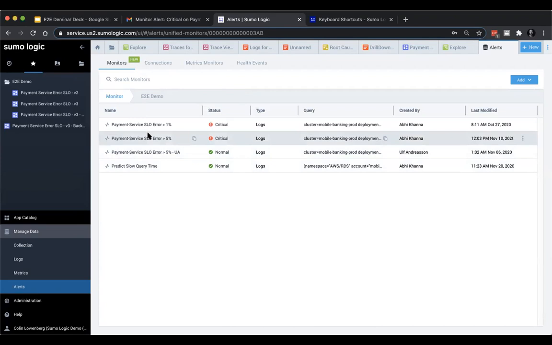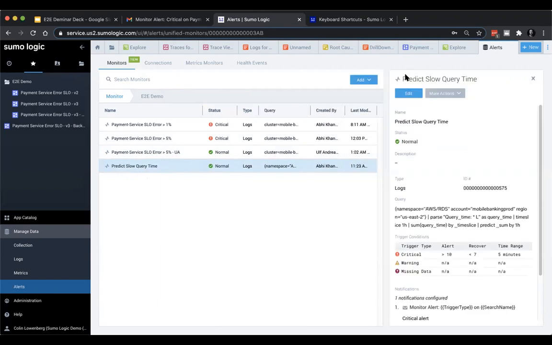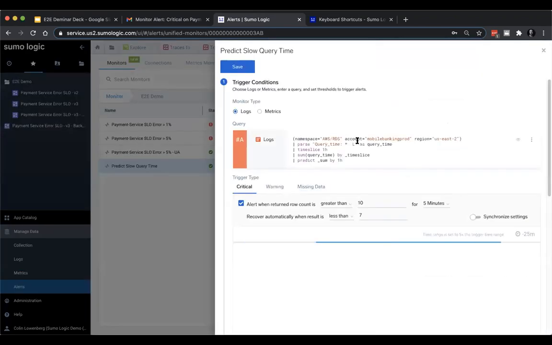And I can see my original errors, the payment service error over 5%, critical error. And I can also see the predict slow query time. I created this in advance, but essentially we take the same query that we use to detect the slow queries, and we take that search and put that into our trigger condition.